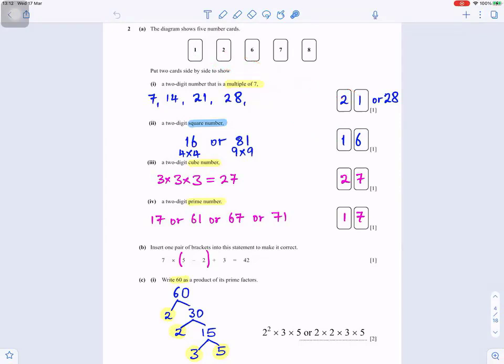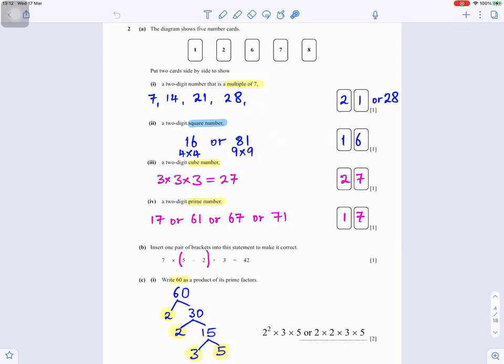So I use 21. A 2-digit prime number. Prime number can be 17, 61, 67, 71. So I chose 17 because there's 1 there and there's 7 there.